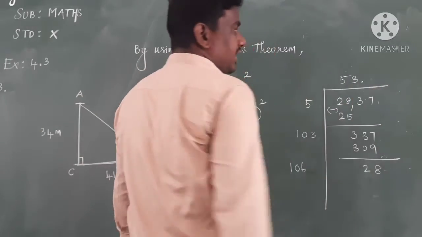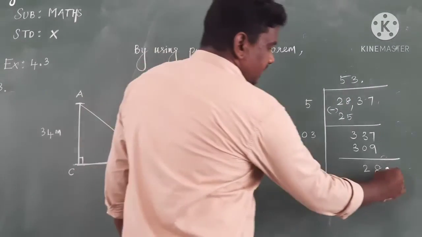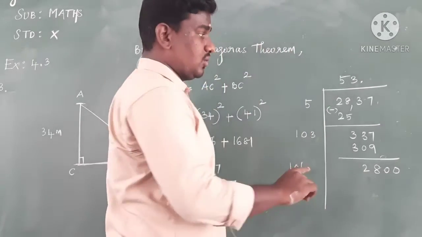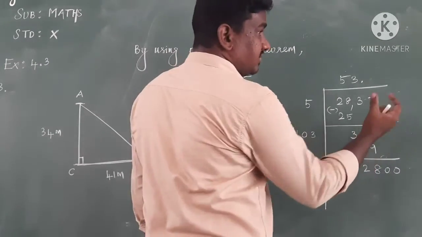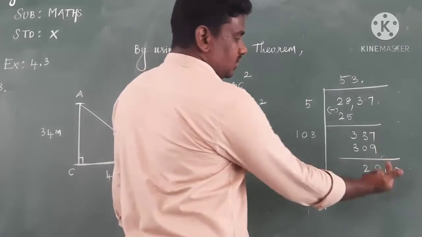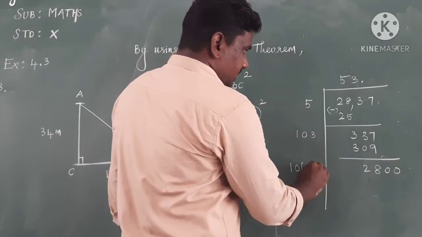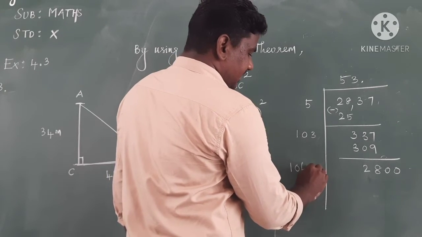Therefore, we place a point. So now here we add 2 zeros. We add 2 zeros because this is a square root. So always we take 2 places. So we add 2 zeros. So here we can take 2.